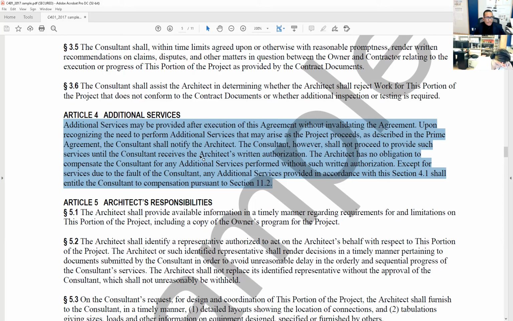It's a mouthful, guys, but just like we have additional services in our B101, they do too, but they've got to let us know that they need to do those additional services. They need to render those services and why. And if we don't approve them to do them, they shouldn't proceed with it. Now, if they get our approval, they proceed, they get paid additionally for them.